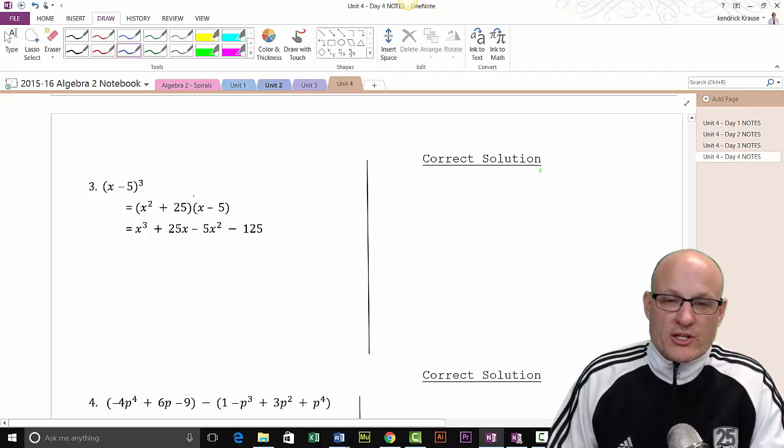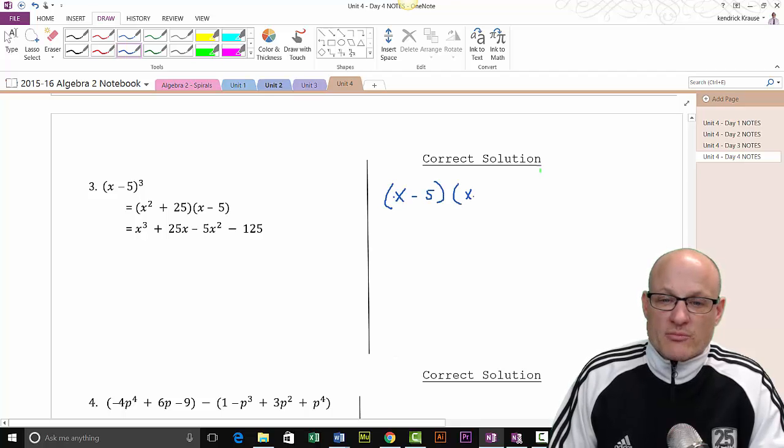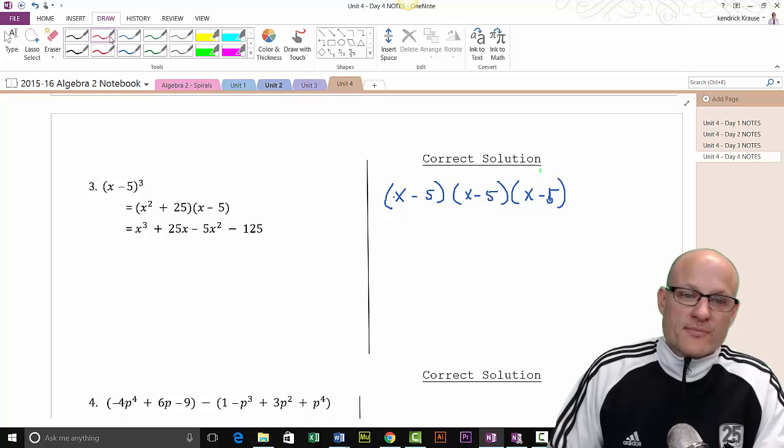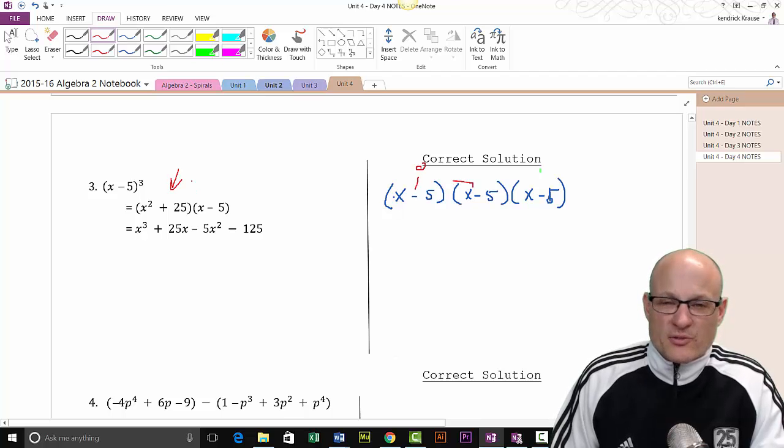Well, here's the thing. Cubed means, I'm going to show you. So pause. Now you should be back. So cubed means really x minus 5 times x minus 5 times x minus 5. So what this student did was they multiplied these two things together and got x squared plus 25. That doesn't work that way. You got to double distribute.